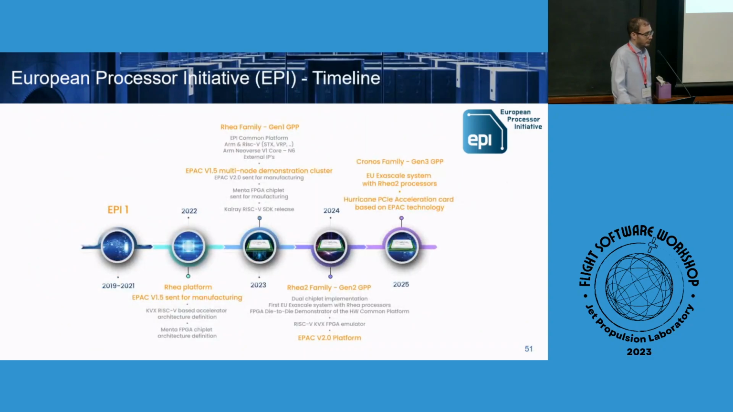Here you can see the timeline of this project. So it was started in 2019. In 2022, we had the first submission of the accelerator for manufacturing. And the plan is by 2024 to have the first generation of the general purpose processor plus the second generation of the accelerator. And by 2025, we would like to see this technology used in European supercomputers.